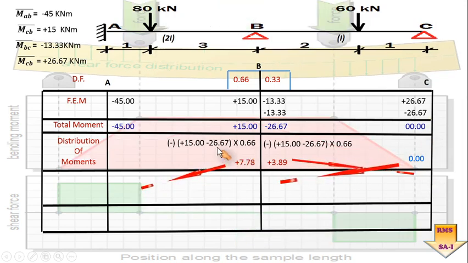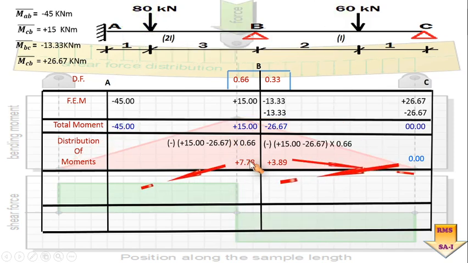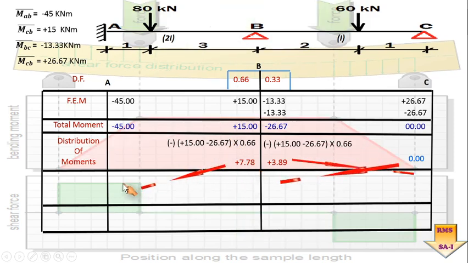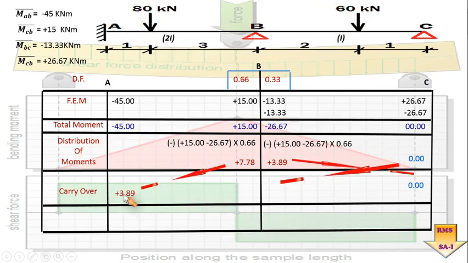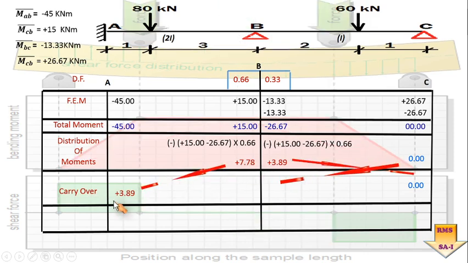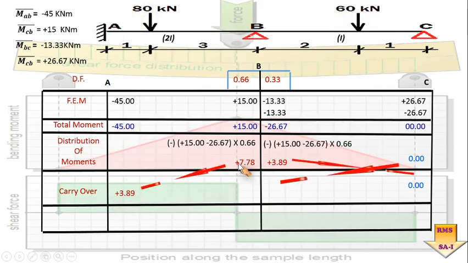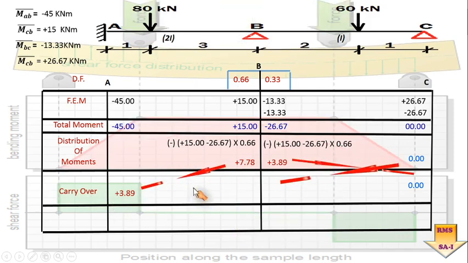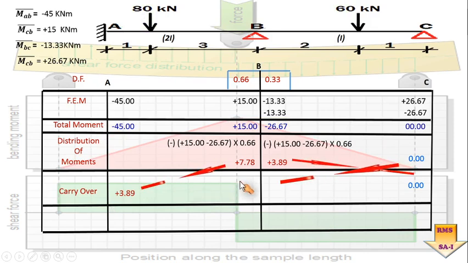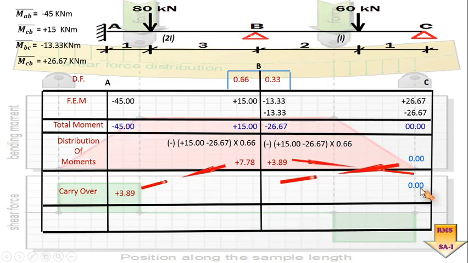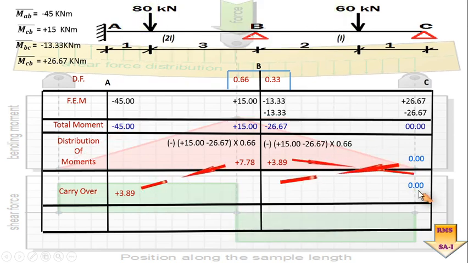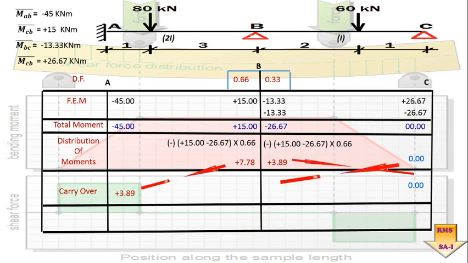So only one carryover we can do, that is from joint B to joint A, and half of its value. So here you can see I have done the carryover, that is 7.78 divided by 2 is equal to plus 3.89. As I have transferred plus as it is, this is also another thing to be taken into account while transferring the carryover moment. So here you can see nothing is going to get transferred to this particular joint. So this is how we have done the first iteration for the moment distribution about this particular joint B.